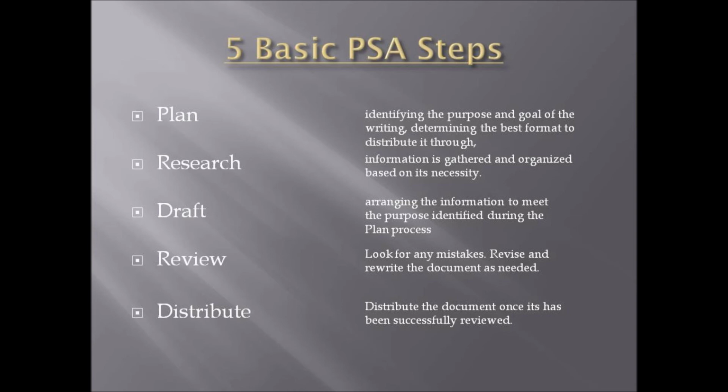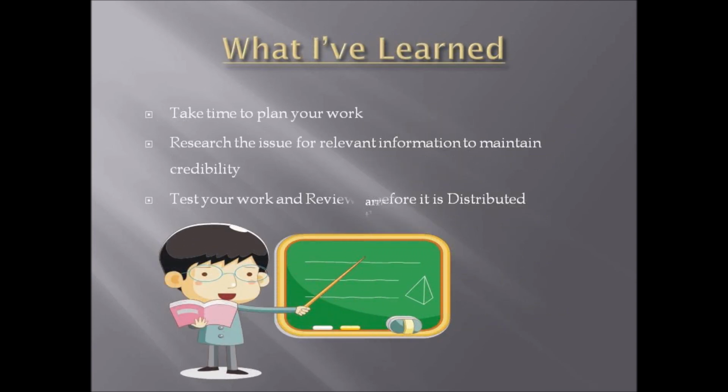So let's review the 5 basic steps in the PSA process. First, plan. Develop your purpose and goal for writing. Second, research. Provide relevant information. Third, draft. Arrange the information so that it has purpose. Fourth, review. Be sure to look for any mistakes. Finally, distribute. Send the document to its recipients once it's completed.